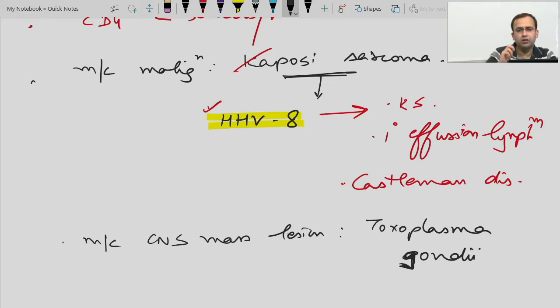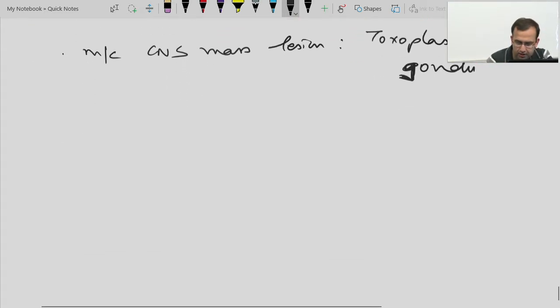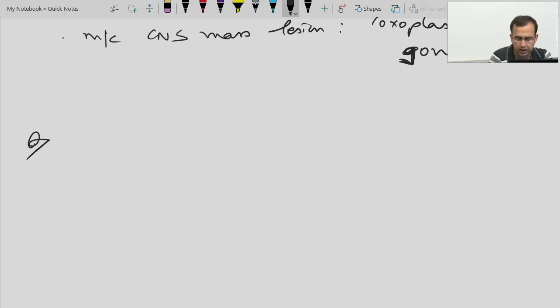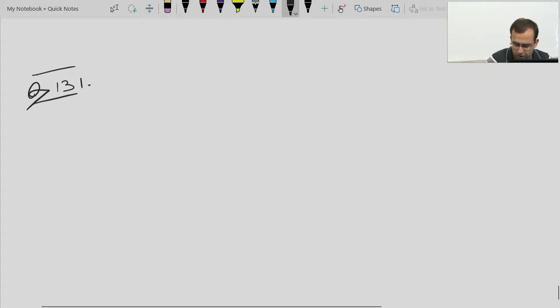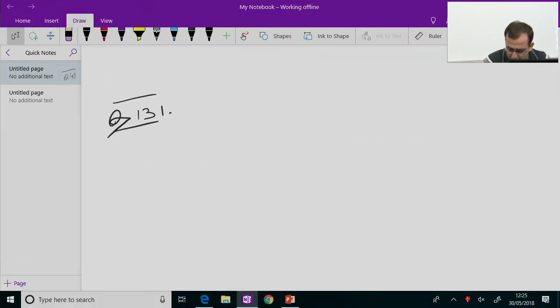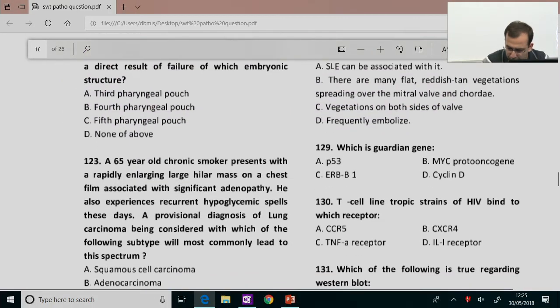Next, I am not writing this. The most common hematological abnormality in HIV is anemia, whereas the most common lymphoma is DLBCL. You know that. Done. So this gets us to the next question, that is question number 131.